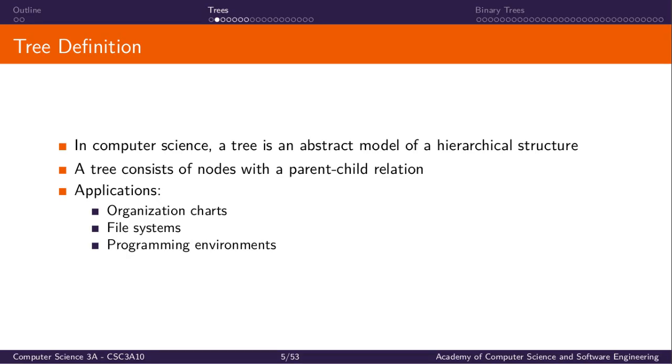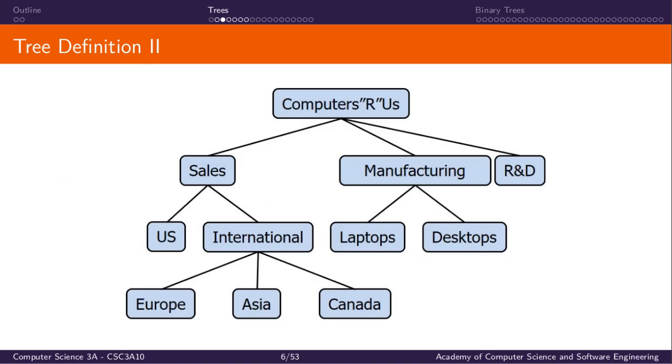Programming environments, we talked about the fact that Java creates this hierarchical structure by having this is-a relationship. Okay, so let's look at some examples of that so we're on the same page. And it consists of this relationship of parent and child, which we will define.